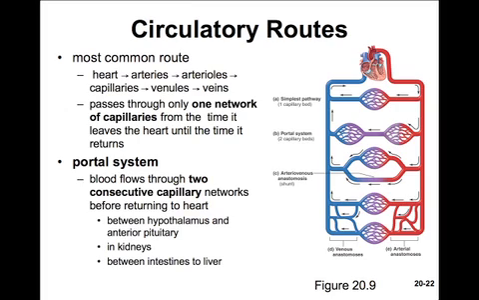In a portal system, we'll see that blood flows through two networks of capillaries before returning to the heart. This only happens 3 places in the body. We've already seen the portal system of the hypothalamus and pituitary. We'll see this semester the portal system in the kidneys, and also a portal system between the intestines and the liver called the hepatic portal system. Here's an illustration of a portal system. Blood leaves the heart and moves through the arteries and eventually moves into a capillary bed, which then delivers to another capillary bed before returning venous blood to the heart.